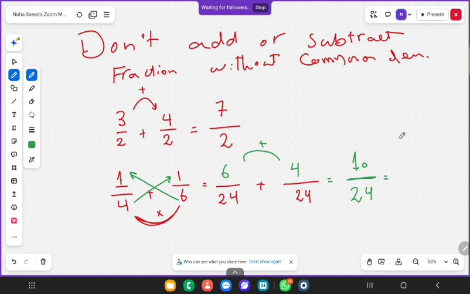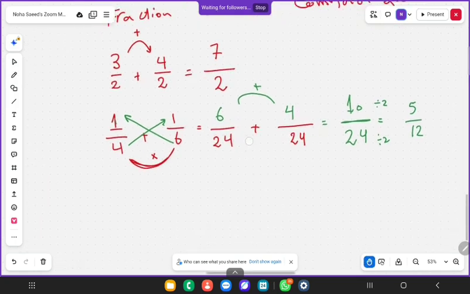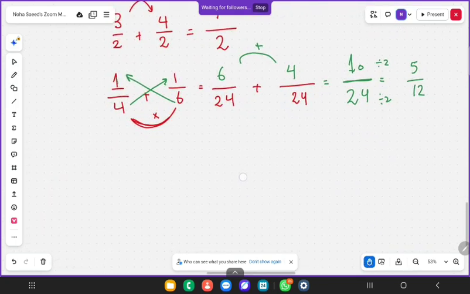But I have one simple step here. If you want me to get the answer in the lowest form, I have to simplify. How can I simplify it? I will divide by 2 and by 2 here because they are even. Numerator and denominator are even, so of course they are divisible by 2. 10 divided by 2 equals 5. 24 divided by 2 equals 12. Now I finished? Yes, I finished. Is it easy? And the subtraction is done the same way.